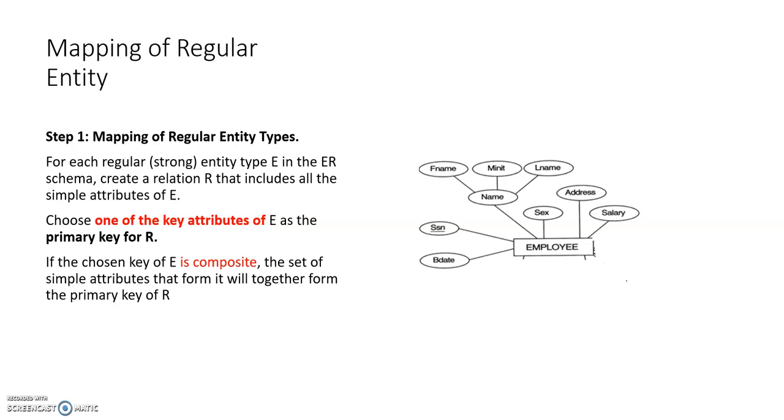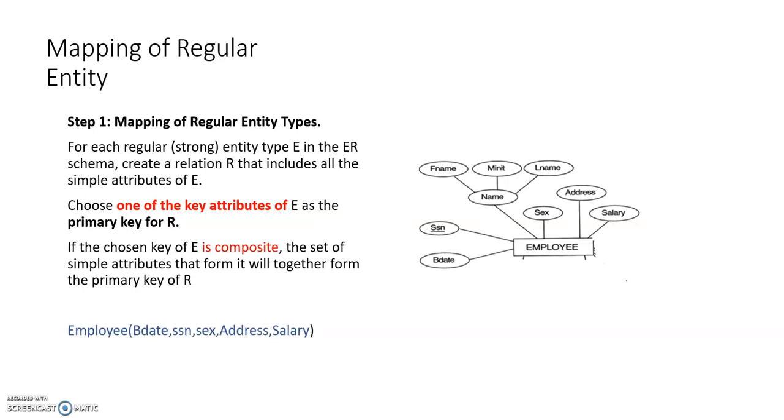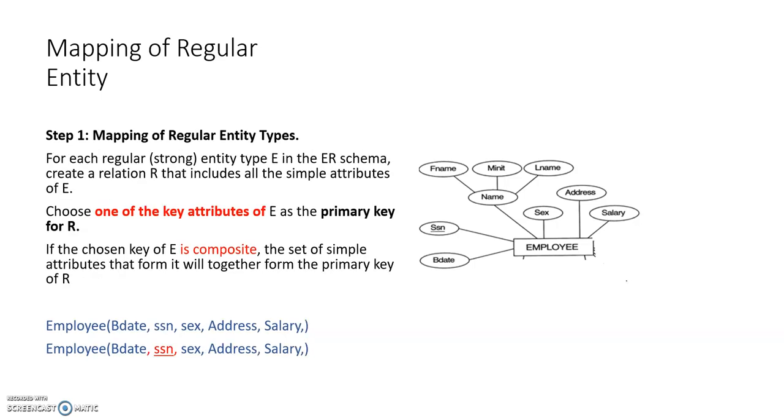regular entity table. Consider the case of the employee entity. In the employee entity, SSN (social security number), birth date, sex, address, salary: these 5 attributes are simple attributes. So we can make a new relation, a new table with the name employee with attributes birth date, SSN, sex, address and salary. And in this employee relation, SSN is the only key attribute. So we can make SSN the key attribute here. So this key attribute is underlined here.